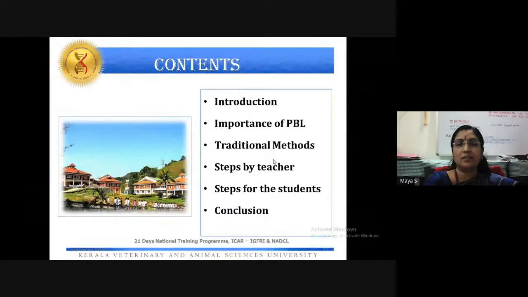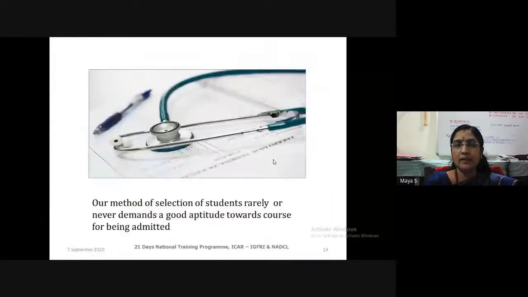So I will be dealing with problem-based learning, and these will be the topics dealt with: the importance of problem-based learning, traditional methods which we usually follow now, then the steps to be followed by the teacher during problem-based learning, then the steps to be followed by the students during problem-based learning, and conclusion.